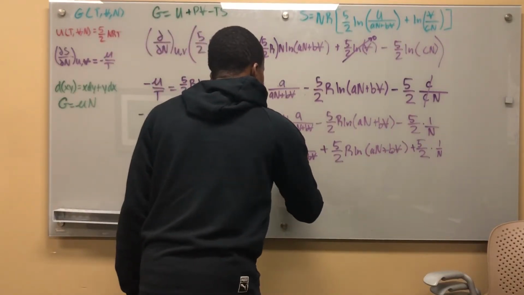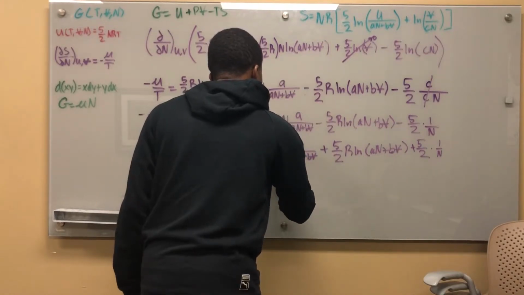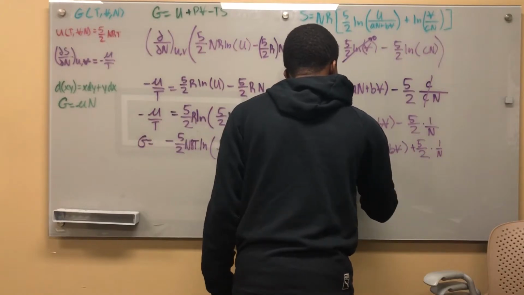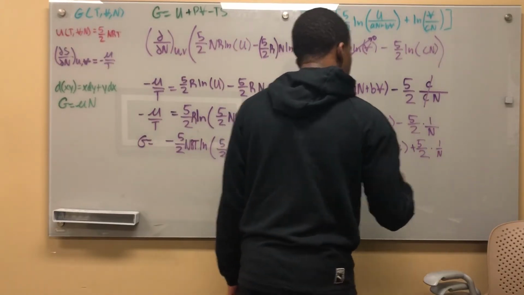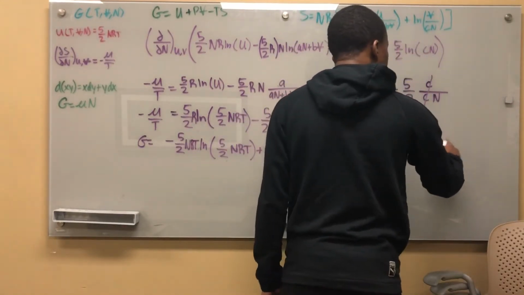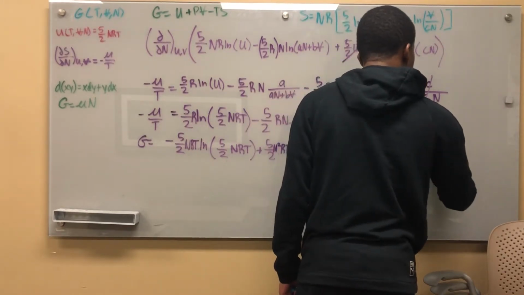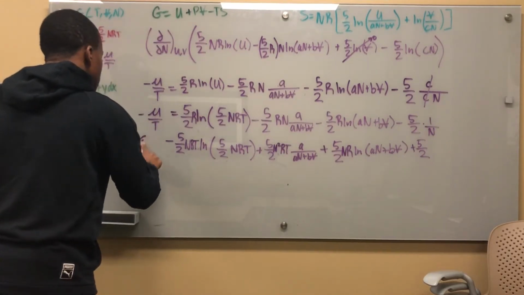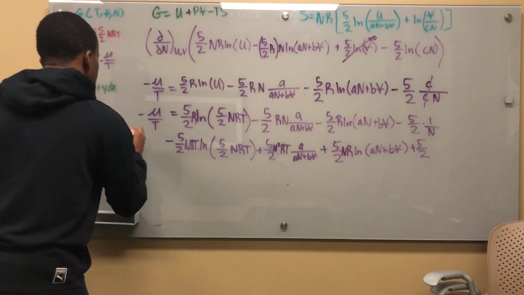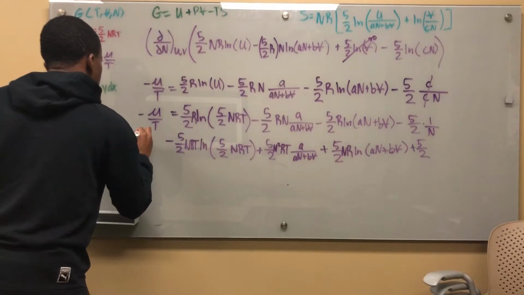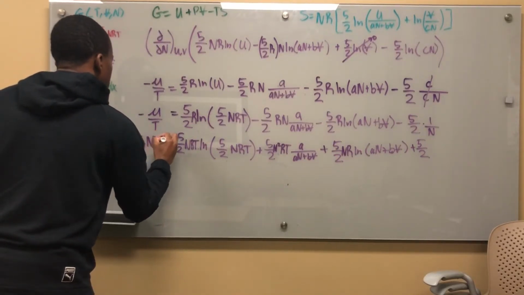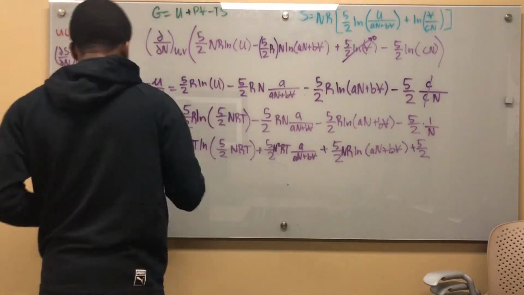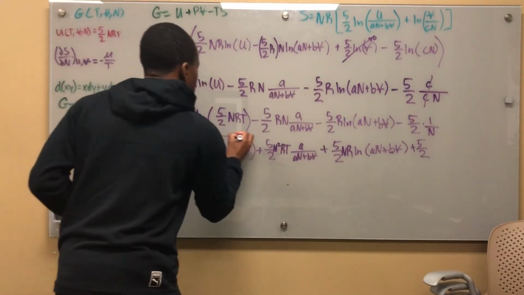This thing would just become N squared RT, then 5 over 2 NR, and then this multiplied by N just cancels out, and then I just get plus 5 over 2. So this is what you get for your G in terms of T, V, and N is equal to this. That's that. And this is the last question that they asked us.